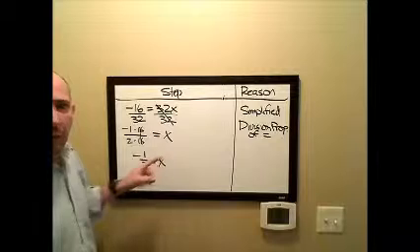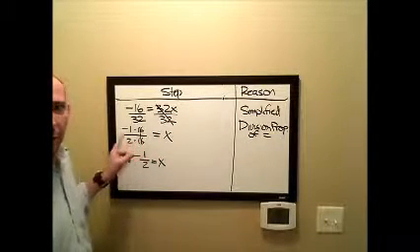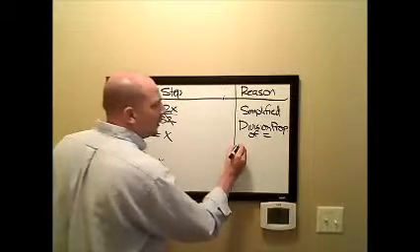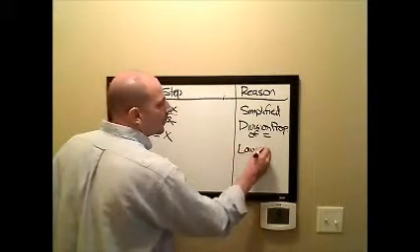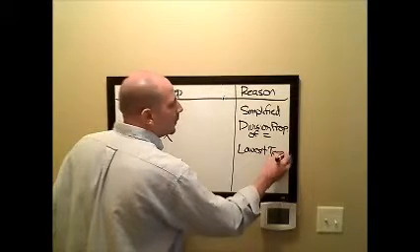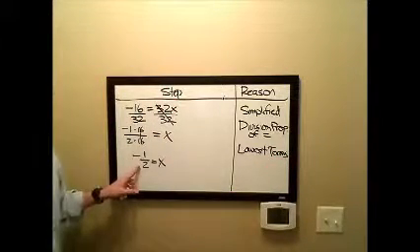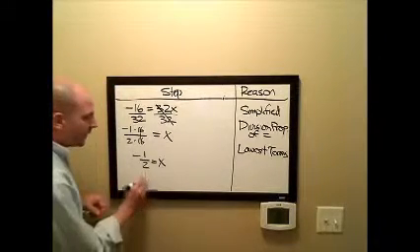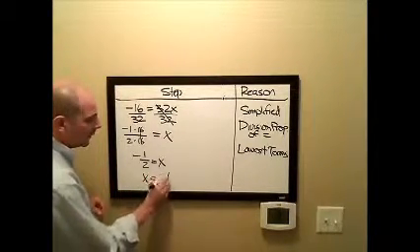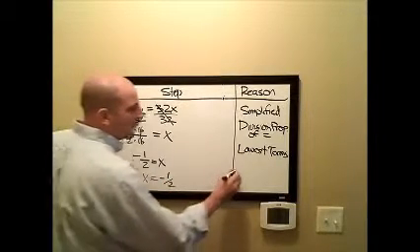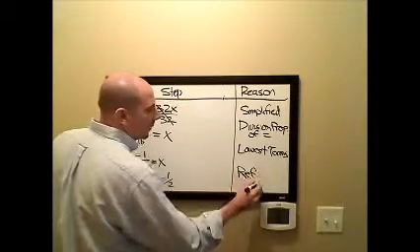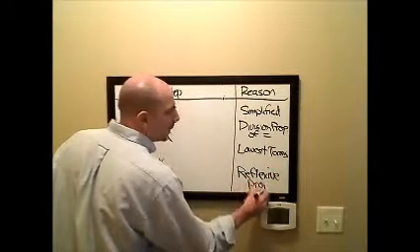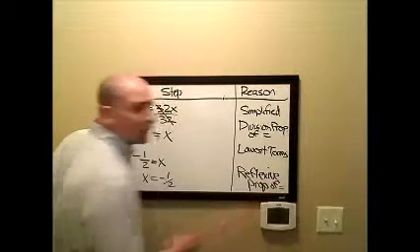The reason for that was division property, and the reason for this right here was lowest terms. We can say that was our reason: lowest terms. And here I have negative 1/2 is equal to x, and I can use the reflexive property to switch that around, put the x on the left-hand side, and say x is equal to negative 1/2. Reflexive property of equality. Okay?